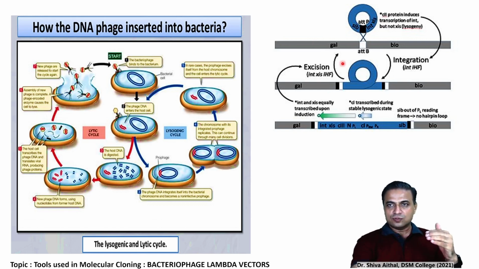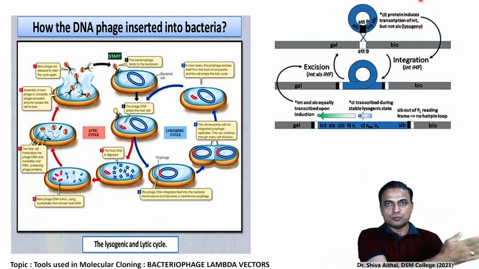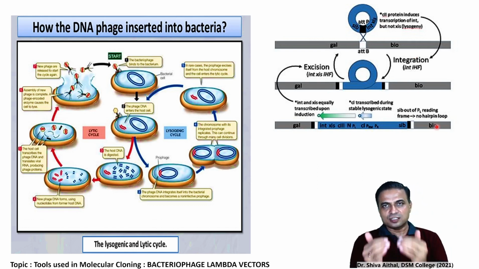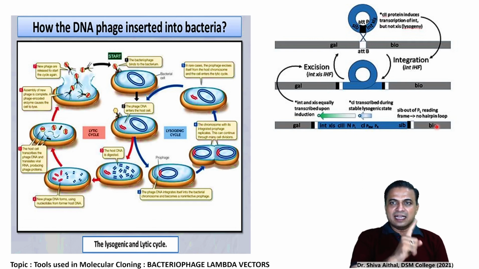point. Means if you call it 1 and 2 on B, and 3 and 4 on P, this 4 will attach with 1 and this 3 will attach with 2, and there will be a reciprocal type of integration inside the bacterial genome. The phage genome will reciprocally integrate, and it will remain there as if it is a part of the bacterial genome. This is how the DNA of the phage is inserted into the bacterial genome between the galactose and biotin genes. And that is the point.